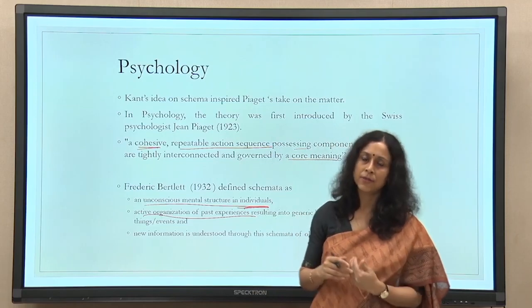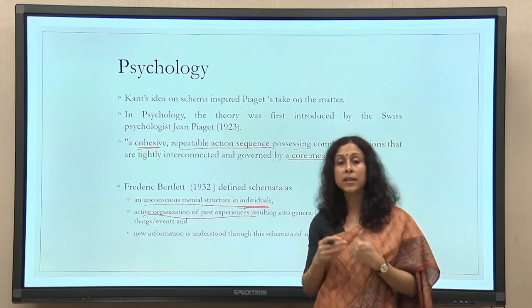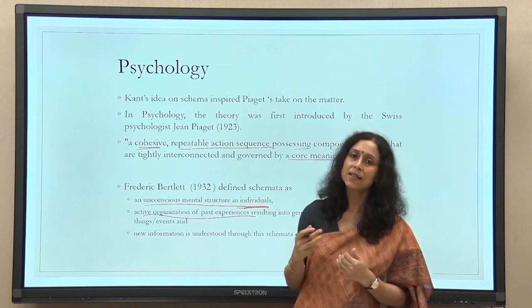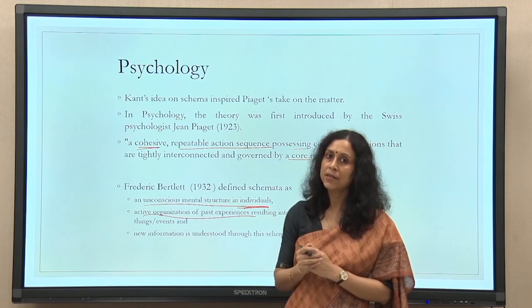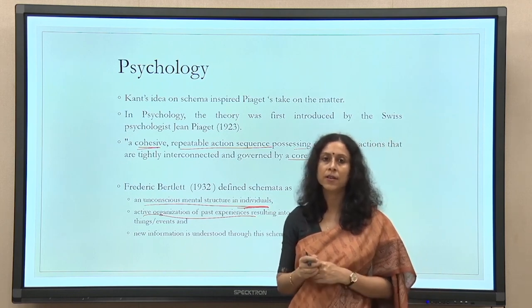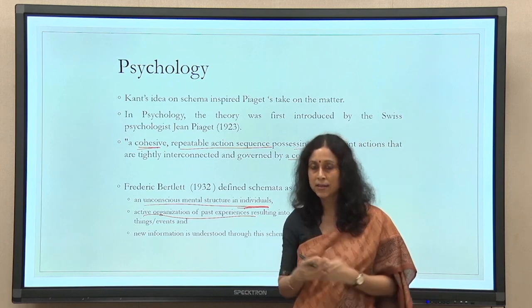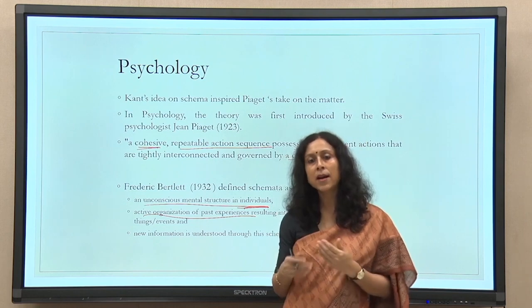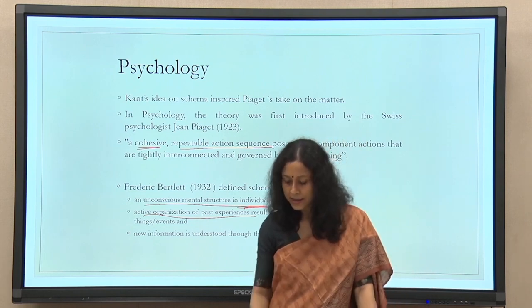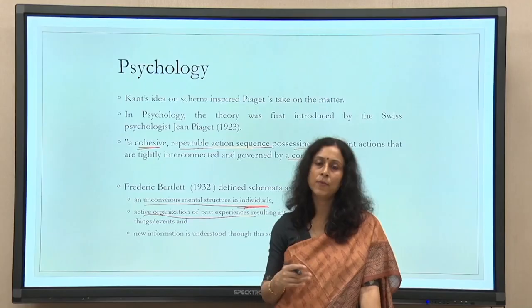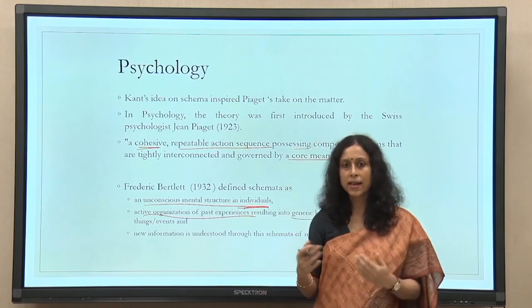Because of his focus on the individual, he also gives an angle which is very interesting, that each individual might have a slightly different schematic representation of the same event. Of course, there are fundamental schemas that are universal, but an individual's understanding of the thing might be different. So, depending on past experiences, the schema is created and it creates a generic knowledge about things and events.